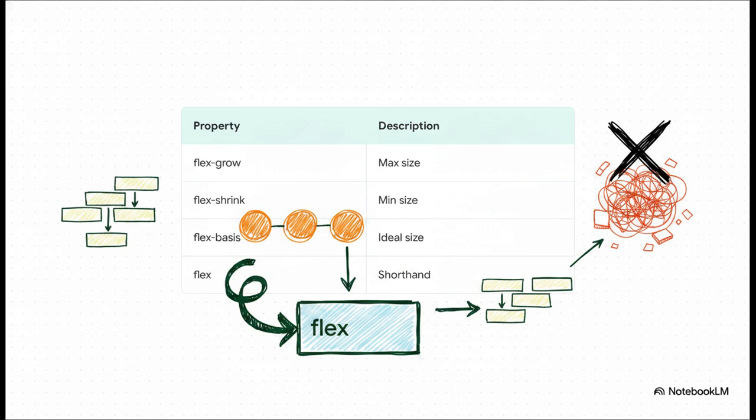For example, typing flex 0 1 auto intelligently sets all 3 values at once. This keeps your code super clean and helps prevent frustrating cascading errors down the line.